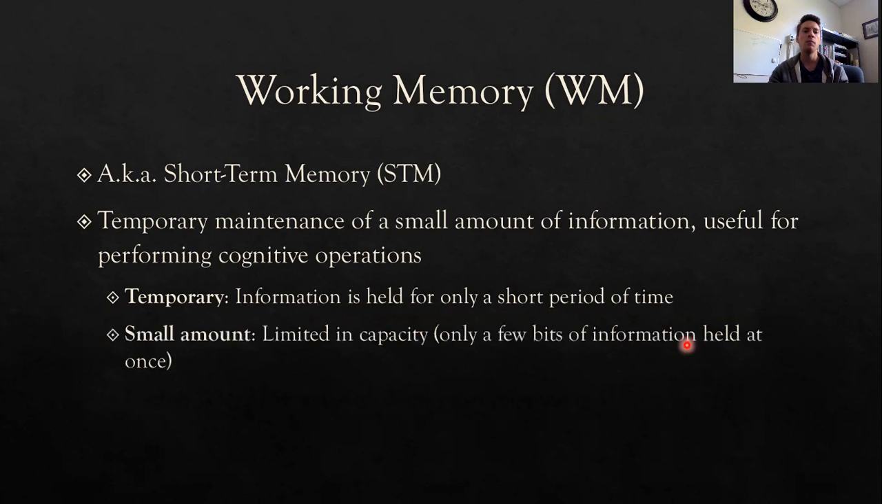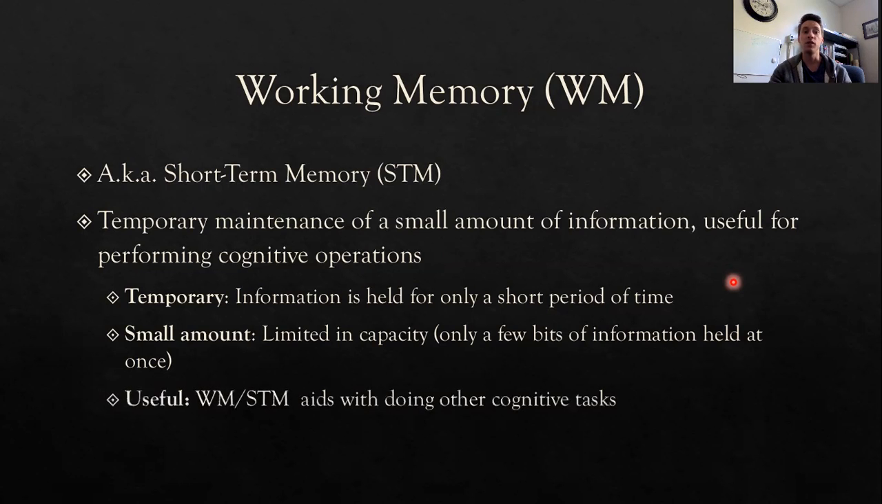Small amount means that the information that can be held in working memory is limited. We can only hold a few bits or chunks of information in mind at one time. And this notion that it's useful means that working memory, or short-term memory, aids with doing other tasks of cognition.